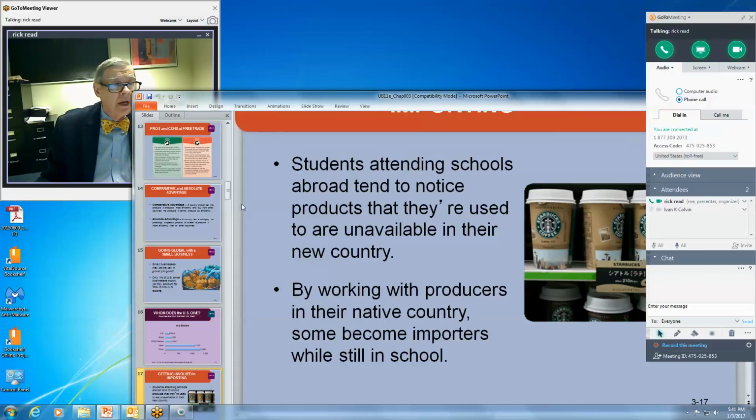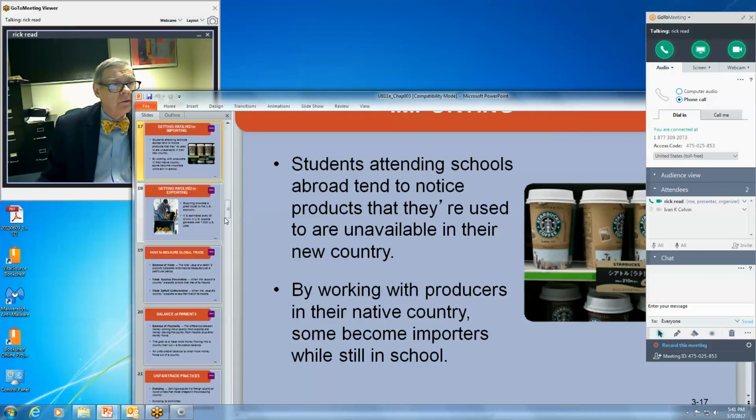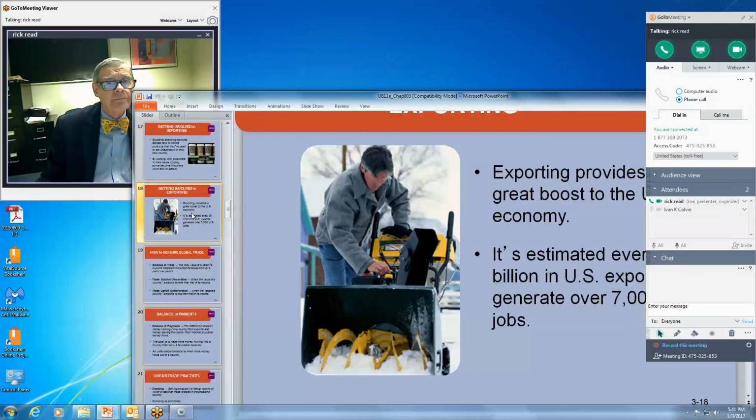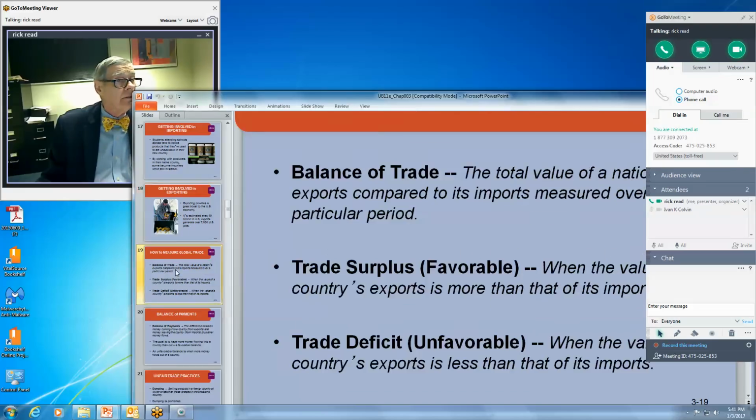Now, this is a slide we're not going to spend any time on. Notice that exporting creates a boost to the economy, and it's something that we certainly like to do. We kind of talked a little bit about this in the past. We're going to use some slightly different terms.